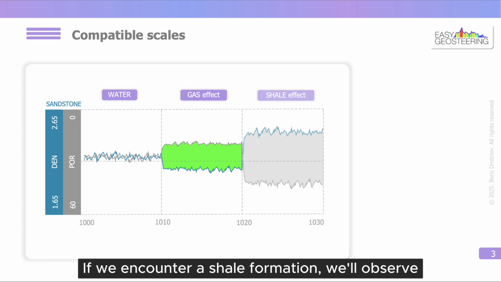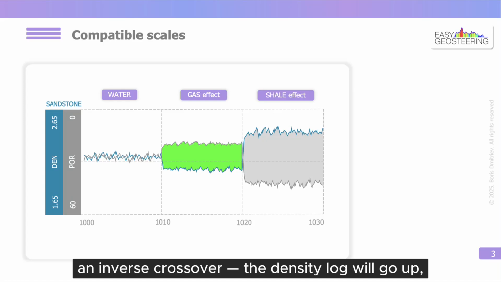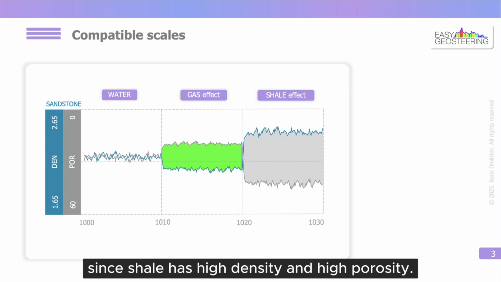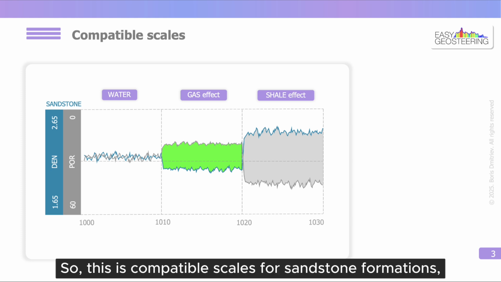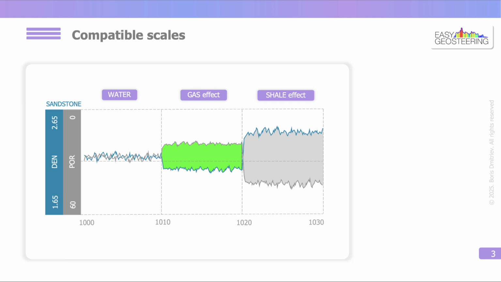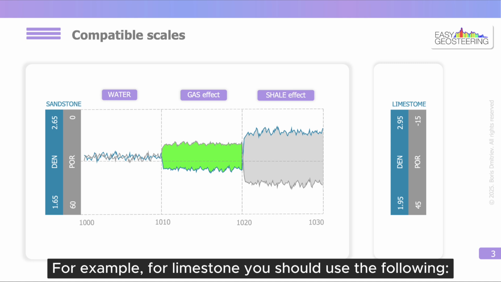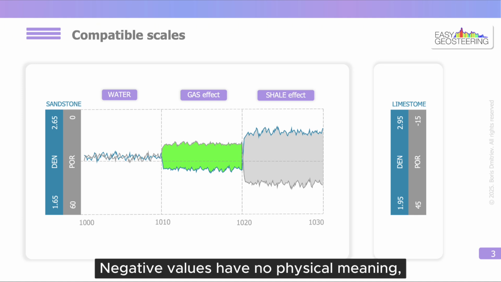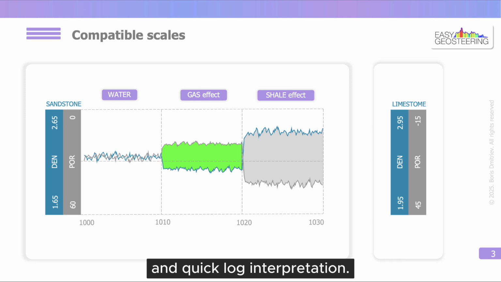If we encounter a shale formation, we will observe an inverse crossover. The density log will go up while the porosity log goes down, since shale has high density and high porosity. So, these are compatible scales for sandstone formations, but for other formations there are different scales. For example, for limestone you should use the following. For density from 1.95 to 2.95, and for porosity from 45 to -15. Negative values have no physical meaning, just remember this is done for convenient and quick log interpretation.